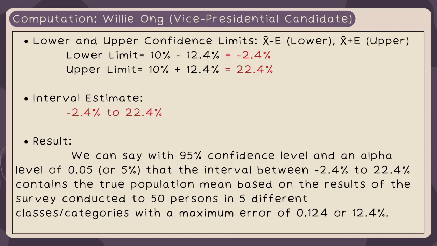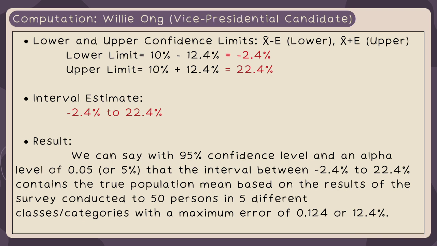Get the lower limit. 10% minus 12.4% is equal to negative 2.4%. Proceed. Get the upper limit. 10% plus 12.4% is equal to 22.4%. Our interval estimate now is negative 2.4% to 22.4%.